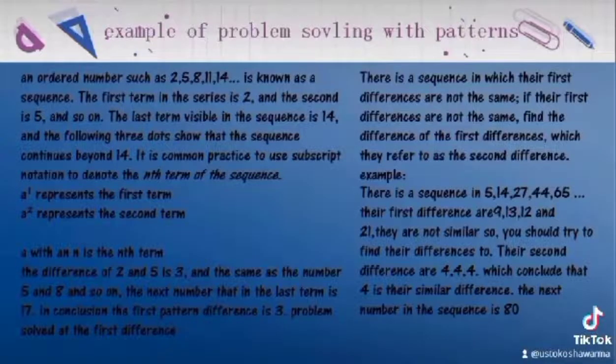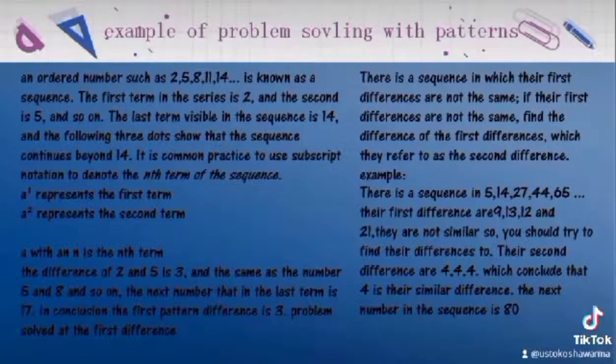An ordered list of numbers such as 2, 5, 8, 11, 14, ellipsis, is known as a sequence. The first term in the sequence is 2, and the second is 5, and so on. The last term visible in the sequence is 14, and the three dots that follow show that the sequence continues beyond 14. It is commonly practiced to use subscript notation to denote the nth term of the sequence.